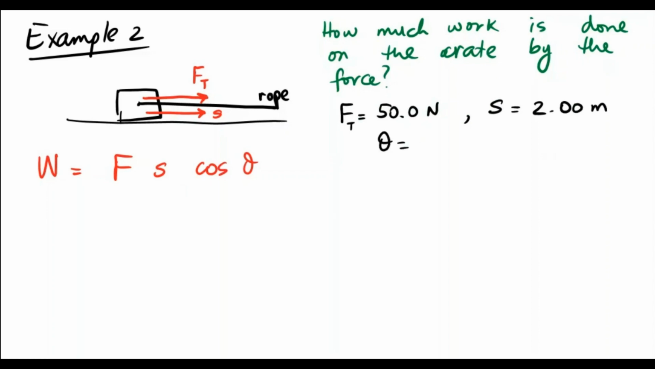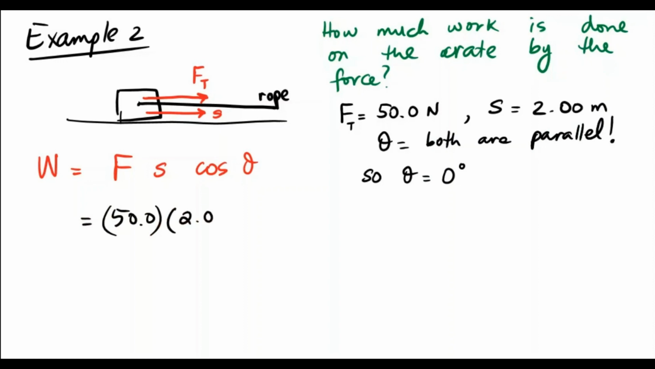So let's write down all the numbers. We have force, displacement, and the angle, which, since they're both parallel, we're going to take theta as 0 degrees. Now when we plug in all the numbers in the equation, again we're not plugging in the directions because the angle took care of it. We got a work done of 100 joules.